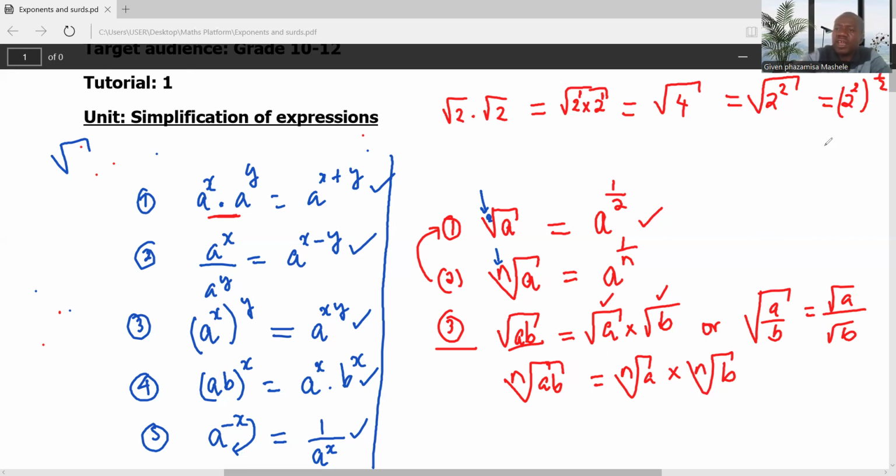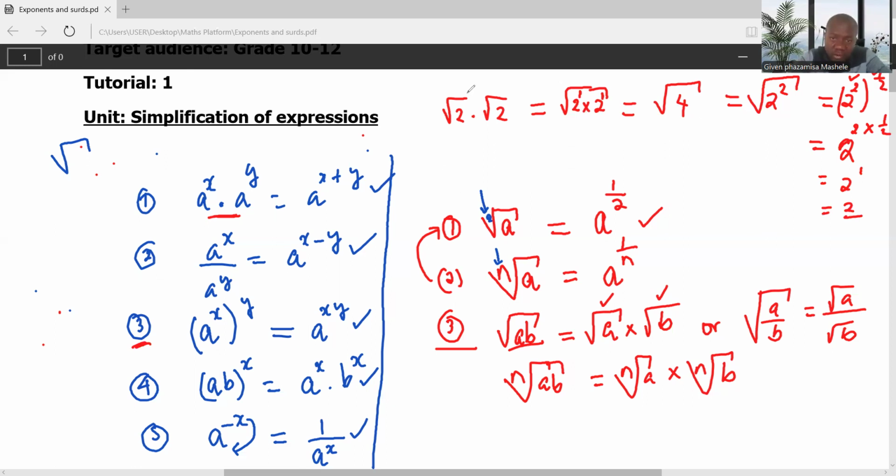So you see that here, I can use law 3 because I have multiple powers. I have power 2 and I have power half, so I can multiply them: 2 to the exponent of 2 times half. And what is 2 times half? This becomes 1, so the final answer becomes 2. So that's why we know that the root of 2 times the root of 2 is the same as 2.